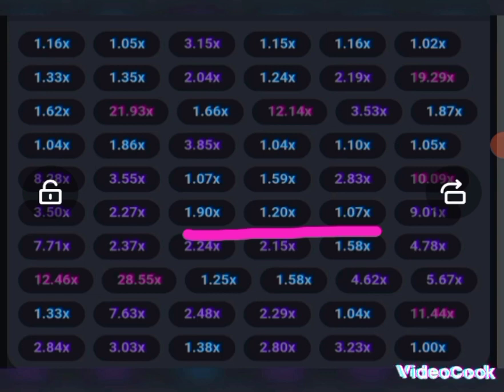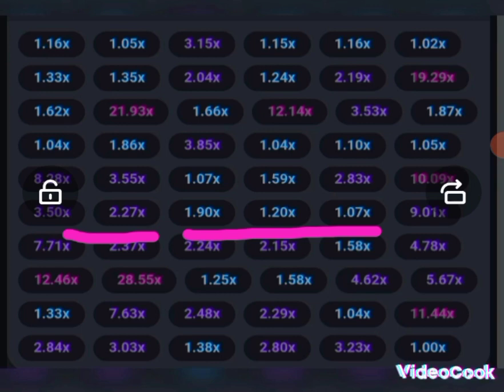1.07. Here it increases, 1.20x and then 1.90x, and it gave us 2x. So anytime it drops high, high, high, it is increasing. Are you getting what I'm trying to say? So anytime it's increasing, it is going to give you a high number, 2x plus.